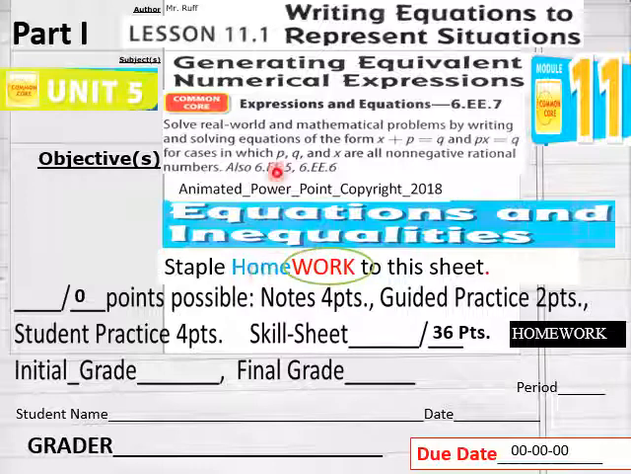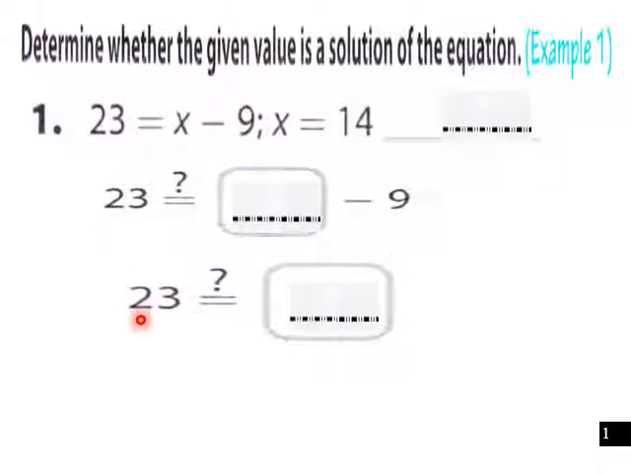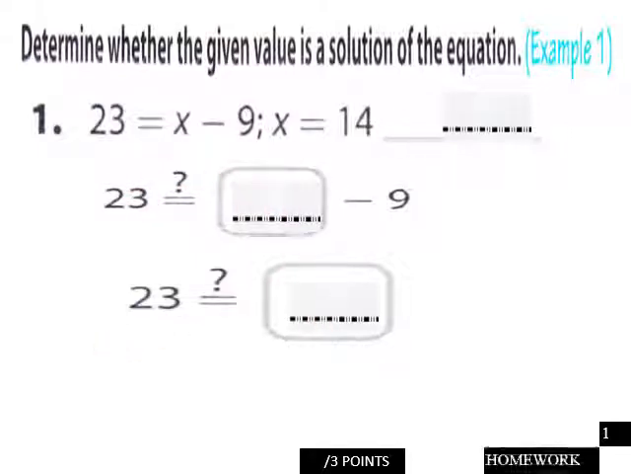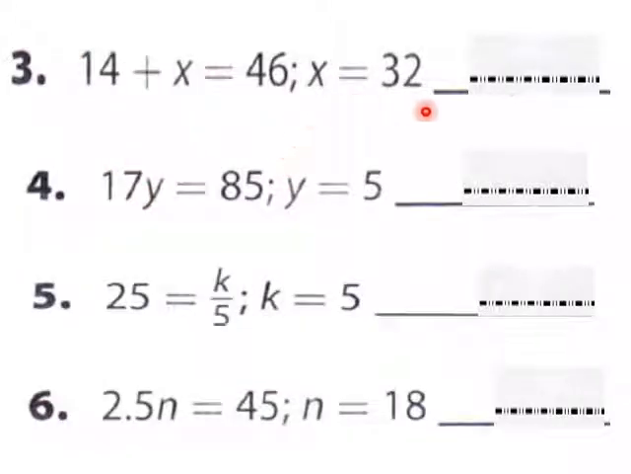Here's our homework for 11.1 part 1. We have 36 points in our homework, and then of course no points in testing. Page 1 of our homework here. Check these solutions. Fill in the blanks here in this check. Then page 2 will be fill in the blank of this check for number 2.